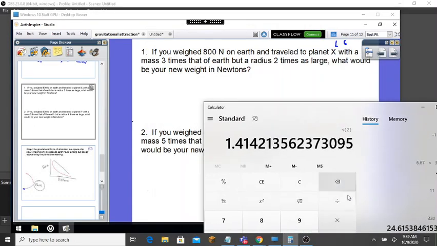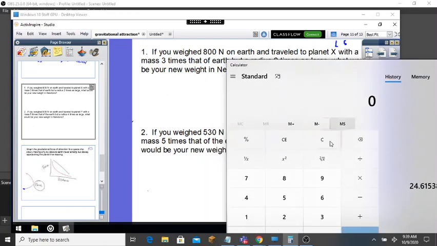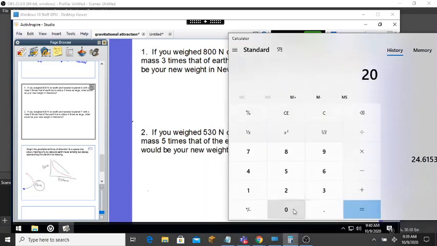So just to give you a quick idea, let's say you weighed 200 pounds here on Earth. If you went to the moon, which is 1/6 the gravity of Earth, we would actually divide that by 6.